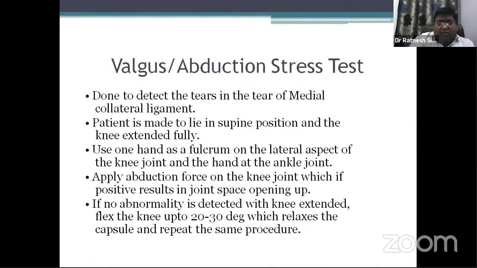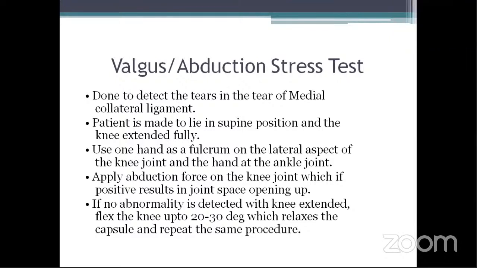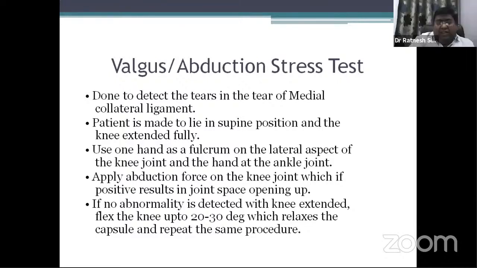If no abnormality is detected with the knee extended, now the knee is kept at 20 to 30 degrees, which relaxes the capsule, and repeat the same maneuver. If the joint opens up at 30 degrees, this is suggestive of MCL tear. And if the joint opens at full extension, this is suggestive of MCL plus other structures, could be PCL or some deficiency of the capsule and others.